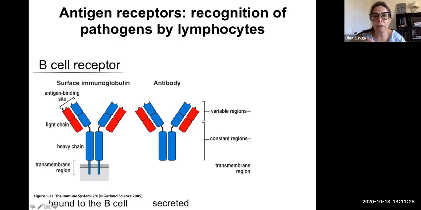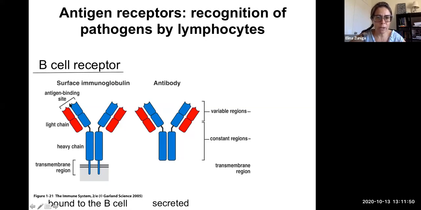And this is called variable because it varies among receptors, because it's the one that determines the specificity. And we said that we have an unlimited number of specificities, so it varies in the different receptors that have different specificity, and that's how we can recognize the many different ligands potentially present in pathogens.